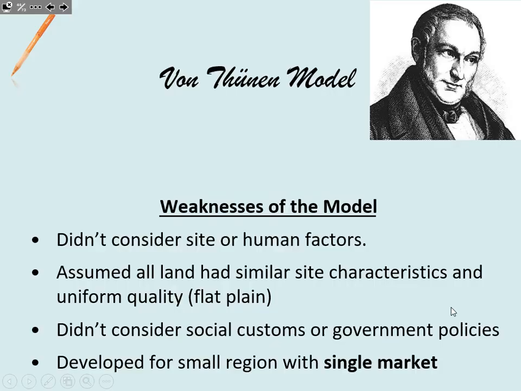Weaknesses of the model. Well, number one, he didn't consider site factors, things like land, labor, capital. What about the physical site factors? What if there's a river rolling through that city? What if there's a mountainous landscape? Didn't consider that. Didn't consider human factors either. Social customs, didn't consider. What if there's a taboo on a particular type of food? I mean, there's so many different nuances that he didn't consider.